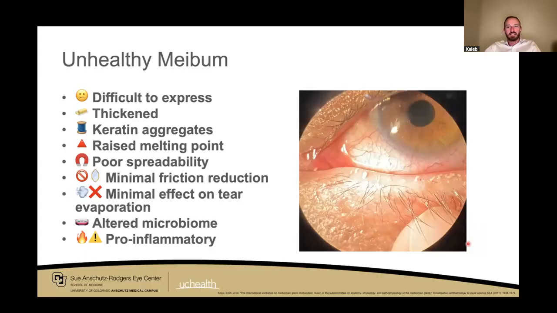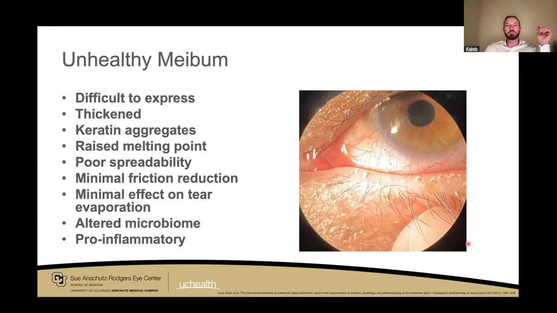But when you get unhealthy meibum, it's difficult to express. It's thickened. You get keratin aggregates, an elevated melting point, and poor spreadability. It doesn't help reduce friction, and that matters because we're blinking about 15,000 times a day. If we don't have meibum there to smoothly help that upper lid blink over the globe, and you start to get some friction, that can cause a lot of damage to the ocular surface. So unhealthy meibum has an altered microbiome and it's pro-inflammatory.